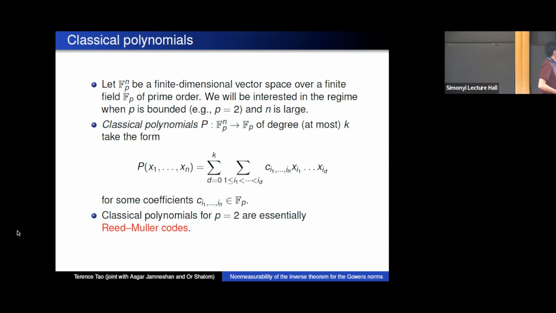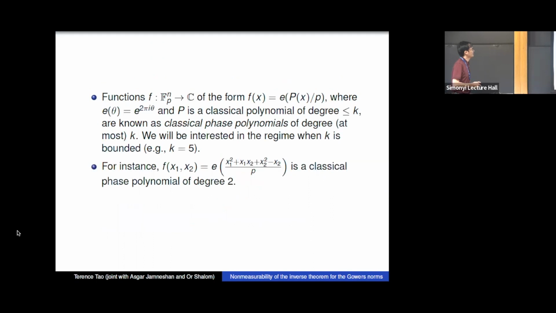Okay, and of course, in computer science, when p equals 2, these are essentially the same thing as Reed-Muller codes. All right. So of course polynomials appear all throughout mathematics, particularly in more algebraic areas of mathematics.